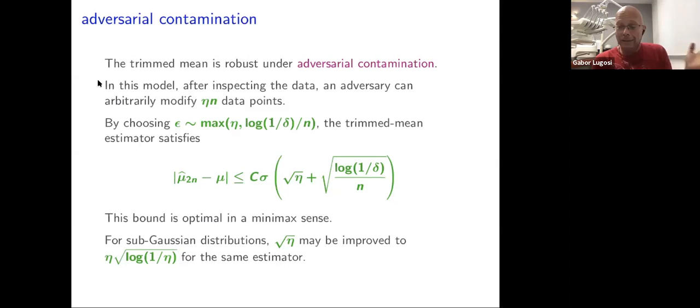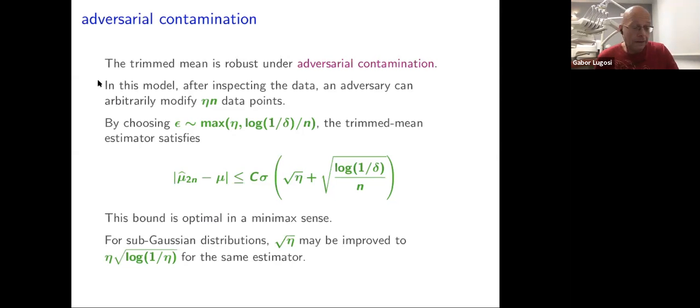Then we can go through the analysis, and you will see very simply that basically everything goes through. And what you get is that with probability at least 1 minus delta, the error is bounded by what we had before plus sigma times square root of eta. So the price we have to pay for this adversarial contamination is just sigma times square root of eta. And one can show that this is the best one can do for any estimator, if we don't assume anything.